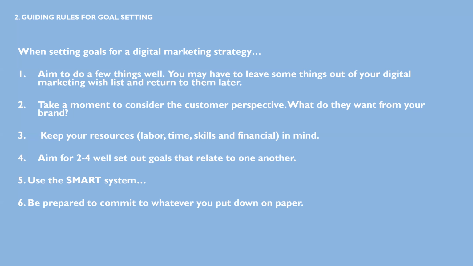So I would say, on that note, to aim for between 2 and 4 well set out goals that relate to one another for this digital marketing plan that we're working on. We're going to use the SMART system, which I'll explain in a moment, for setting out goals, which is to create specific, measurable, achievable, relevant, and time-bound goals. We'll look at that in a moment.